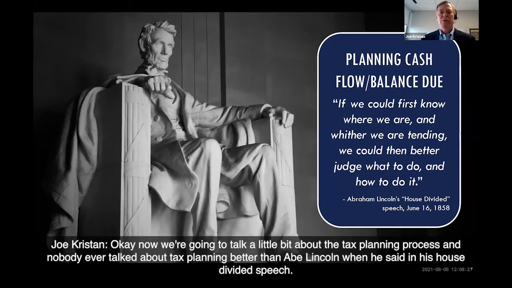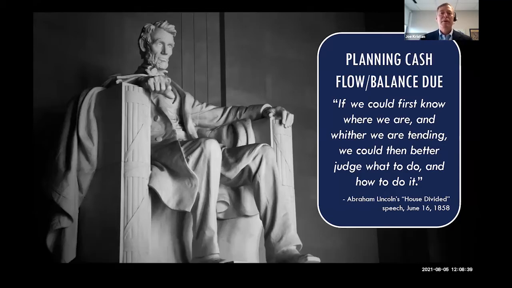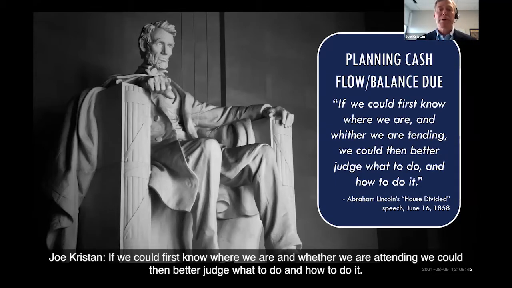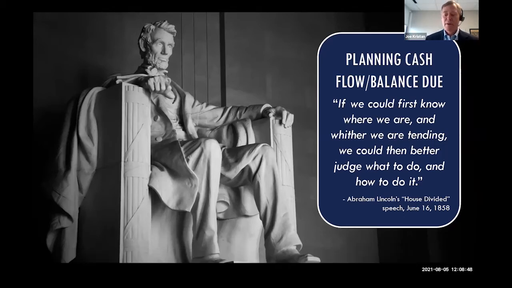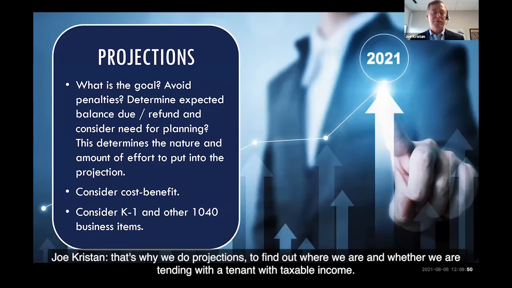Okay, now we're going to talk a little bit about the tax planning process. And nobody ever talked about tax planning better than Abe Lincoln when he said in his House Divided speech, if we could first know where we are and whither we are tending, we could then better judge what to do and how to do it. That's why we do projections, to find out where we are and whither we are tending with a taxable income.